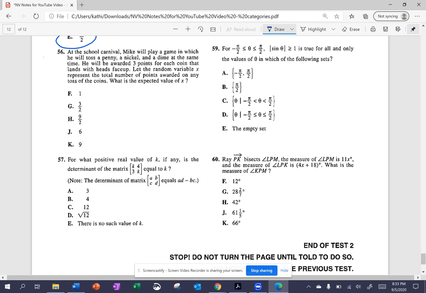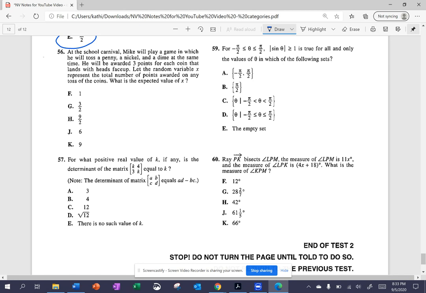At the school carnival, Mike will play a game in which he will toss a penny, a nickel, and a dime at the same time. He will be awarded 3 points for each coin that lands face up. Let the random variable x represent the total number of points awarded on any toss of the coins. What is the expected value of x?